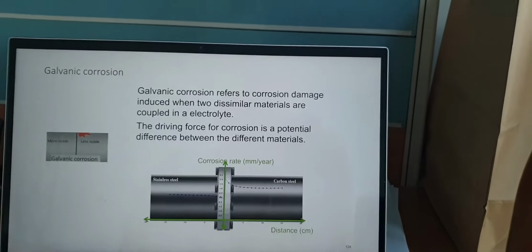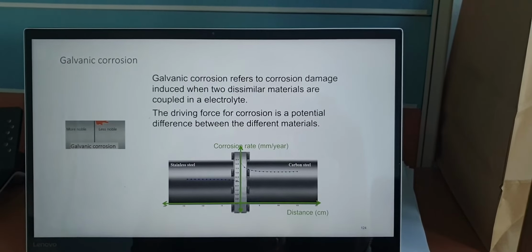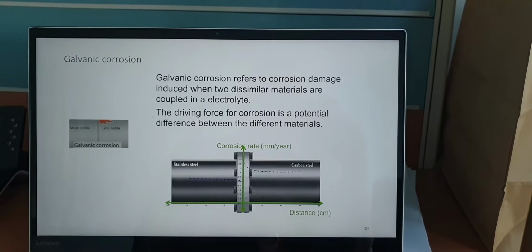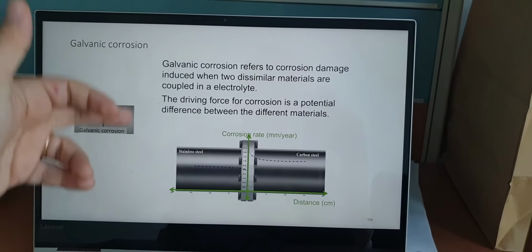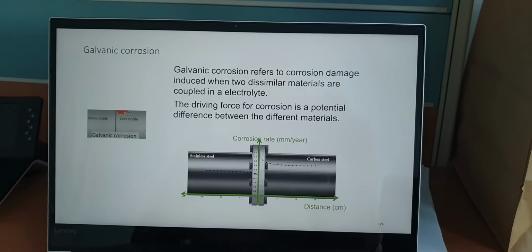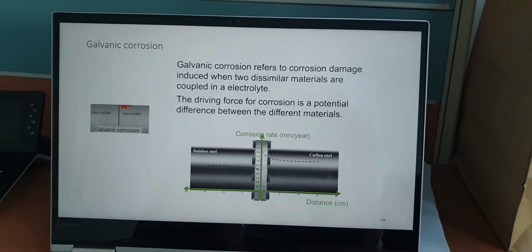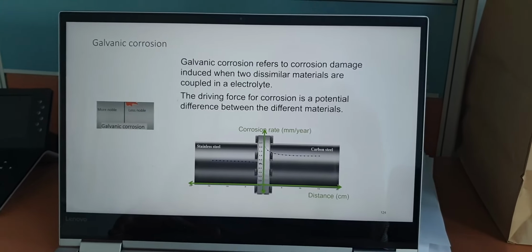Next one is galvanic corrosion. We saw galvanic corrosion when we studied the sacrificial anodes. Galvanic corrosion refers to corrosion where we have a more noble material with a less noble material. So the less noble will corrode fast. And there's a typical example in pipelines, for example, or in any type of engineering design.